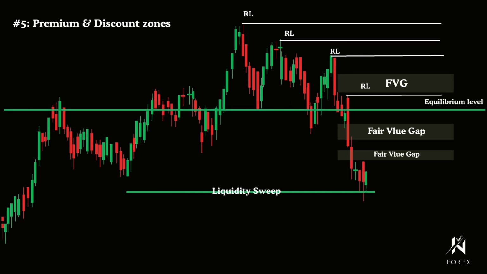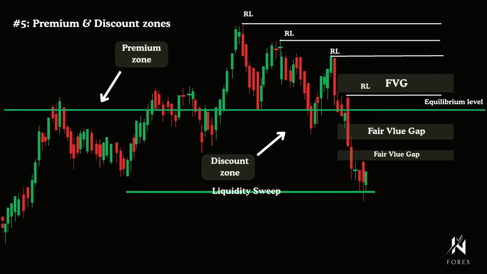as the premium zone. When price is in the discount zone, meaning it's below the equilibrium level, it's considered a favorable area for long, buy positions. Conversely, when price is in the premium zone, it's viewed as expensive, making it more suitable for short, sell positions. Long trades should generally be avoided when price is above the equilibrium, in the premium zone.